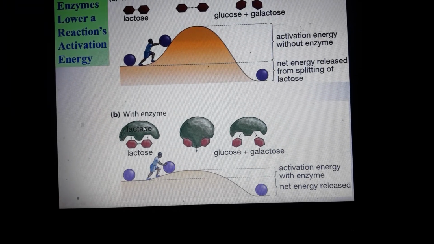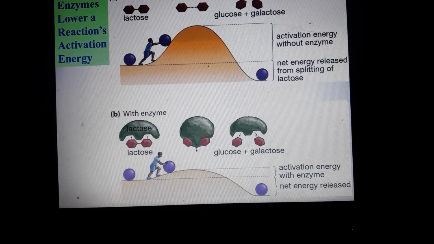Lactose is acted on by lactase. Okay, this is the enzyme, this is your substrate. Then the product is glucose and galactose. So the activation energy is lower, and net energy is released. Kasi dito wala namang energy. So matagal. Try to see, medyo steep yun, mataas yung reaction niya. Dito mabilis, and then there is what we call lowering of the energy level and net energy is being released.